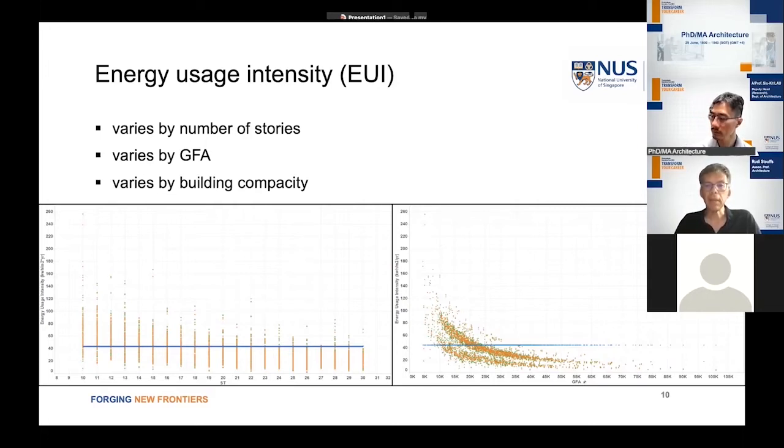And the same can be said about the gross floor area. Now, obviously, there is some relationship between the gross floor area and the number of stories. But you can clearly see in the diagrams how the relationship is between energy usage intensity and GFA or number of stories. And the last one is the building capacity.